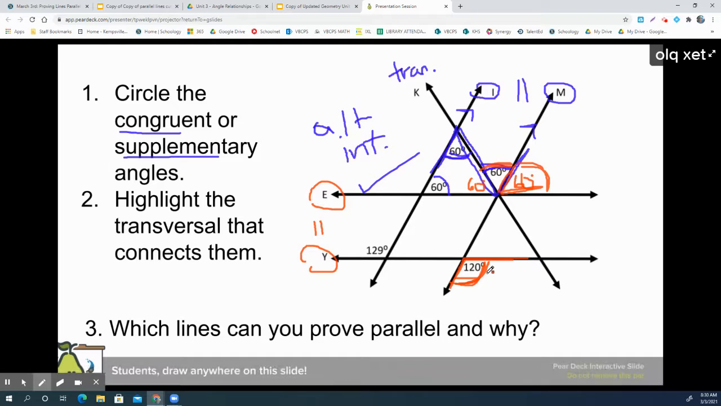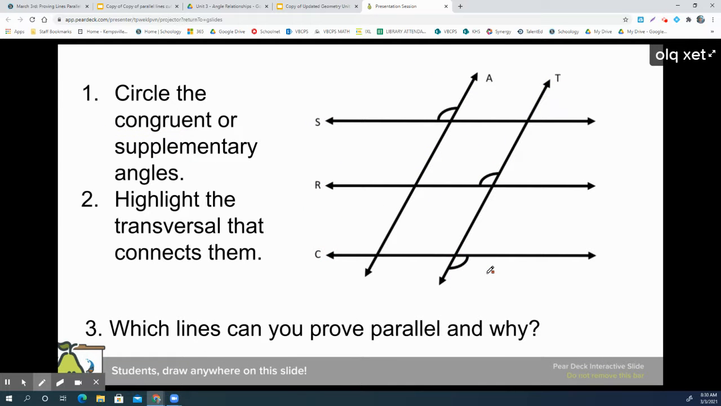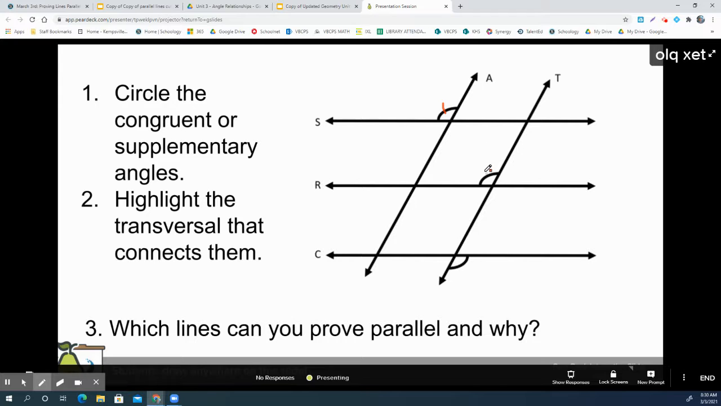Okay, let's do a couple more. I know we're running out of time, and I do want to give you some practice. How about these? Do these angles prove anything? Are they connected by a transversal? Can I go from this angle to this angle in one straight shot? No, I cannot. So these are not connected. They can't tell me anything.